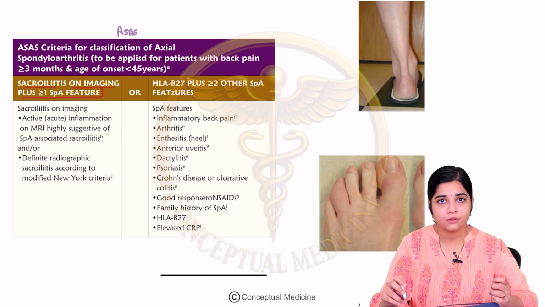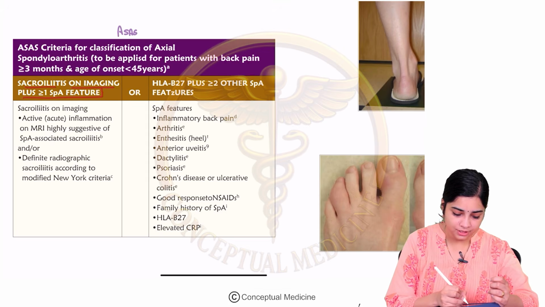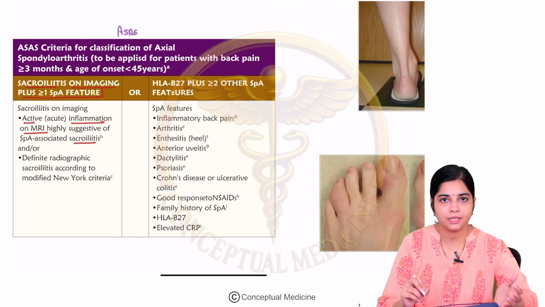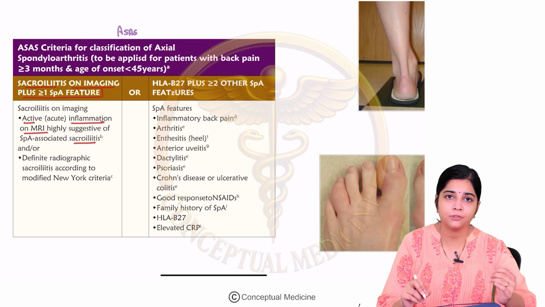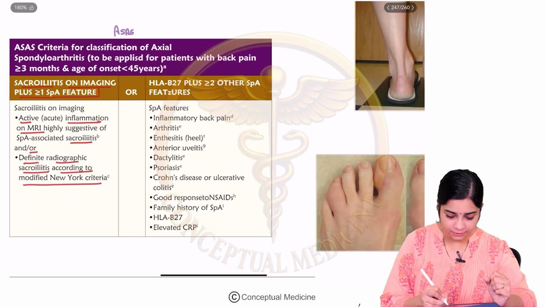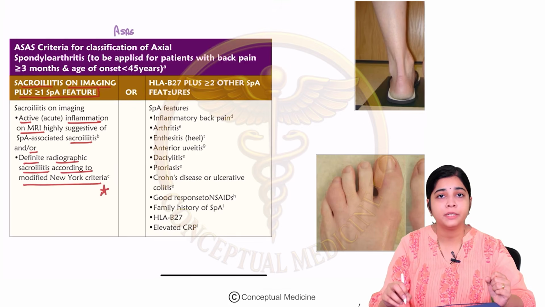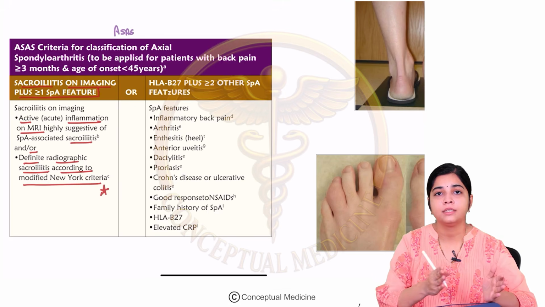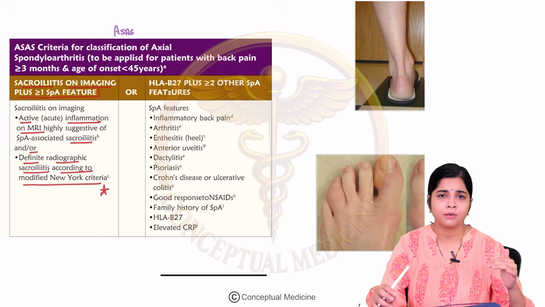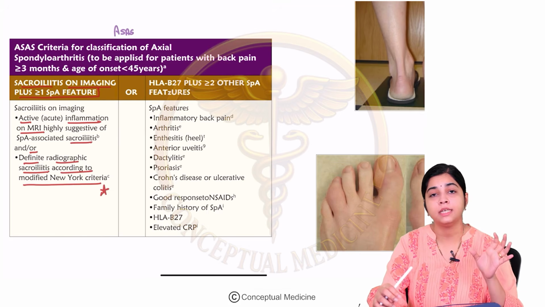So what do you mean by sacroiliitis on imaging? On imaging, you see evidence of active inflammation on the MRI suggestive of sacroiliitis, which means that when you do an MRI STIR sequence, you may find evidence of marrow edema, you might find inflammation in the SI joint, or definitive radiographic sacroiliitis according to the modified New York criteria. So what is the modified New York criteria? It is basically the X-ray staging for the degree of activity for a spondyloarthropathy patient, predominantly axial, the X-ray staging in the SI joint.